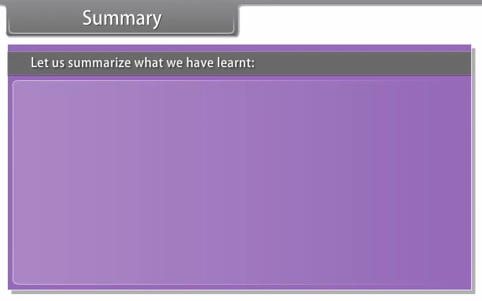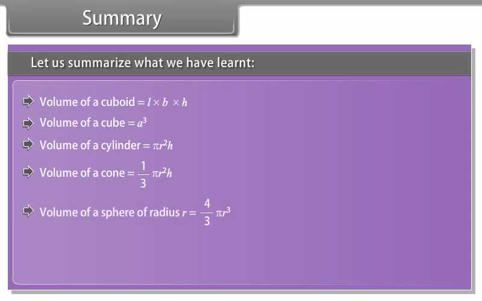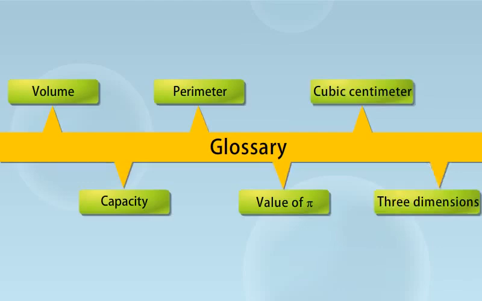Summary. Let us summarize what we have learned. Volume of a cuboid is equal to L into B into H. Volume of a cube is equal to A cube. Volume of a cylinder is equal to pi r square H. Volume of a cone is equal to 1 upon 3 pi r square h. Volume of a sphere of radius r is equal to 4 upon 3 pi r cube. Volume of a hemisphere is equal to 1 upon 2 into 4 upon 3 into pi r cube, which is equal to 2 upon 3 pi r cube.